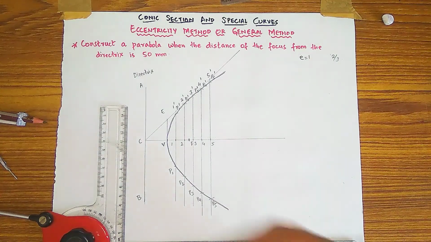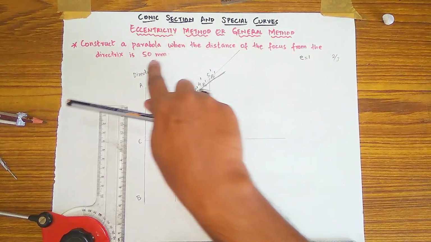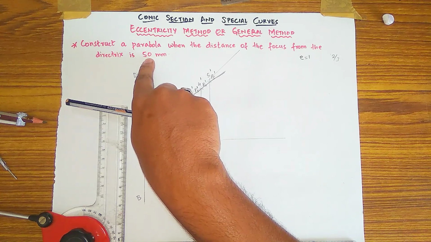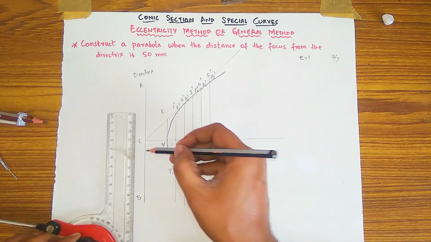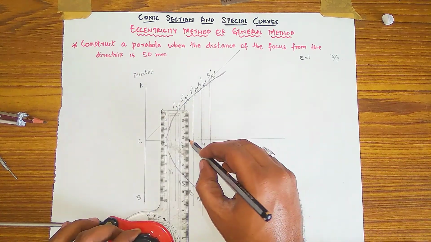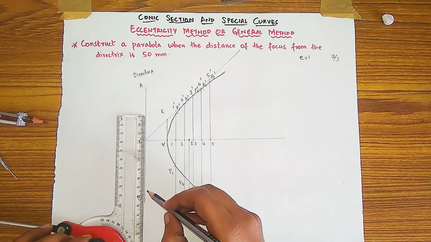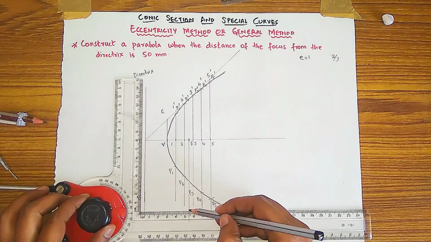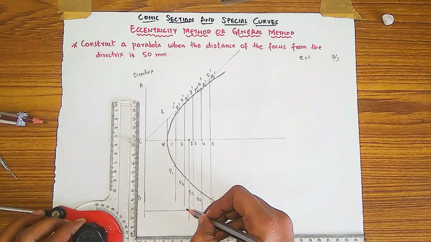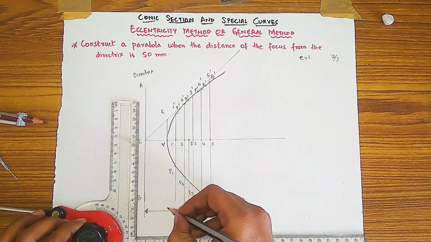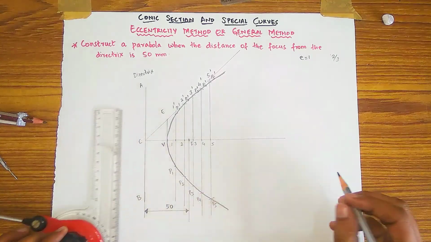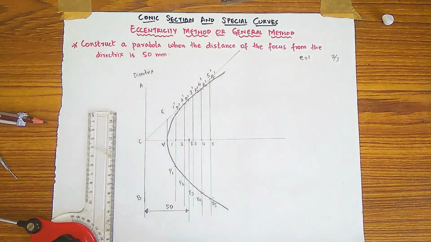Then according to the question, the dimension given is 50 mm. So you have to show the dimension also from the directrix to the focus, 50 mm. Extend a line from focus F, and from there draw a dimensioning line with arrow marks, and write 50. This is the complete solution to construct a parabola by the eccentricity or general method.